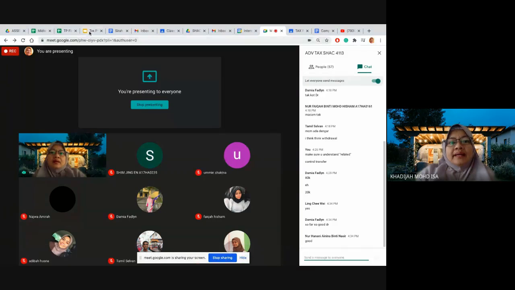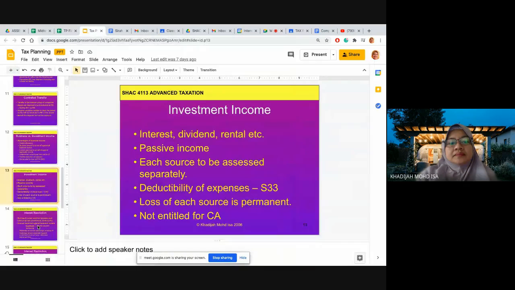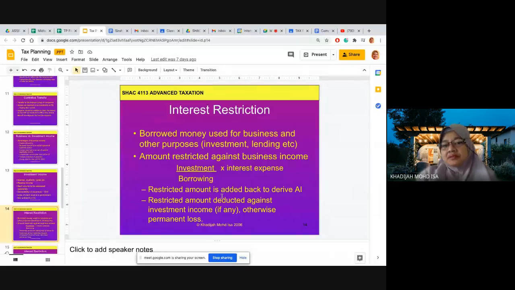All right. Next one is interest restriction. All right. So I think that we have covered this topic as well on the interest restriction. All right, where you have to allocate the interest expense accordingly to the usage of the loan. Right, because remember that the interest is attached to the loan. You take up loan, you have to pay interest on the loan.